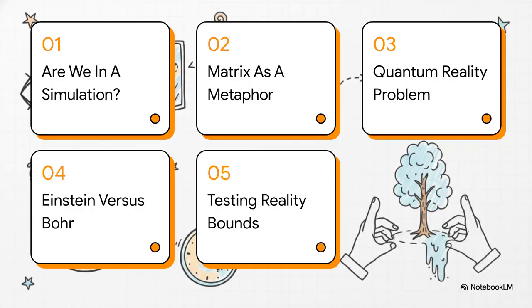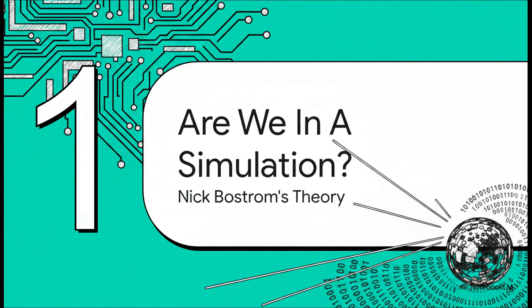Here is our roadmap for today, taking us from philosophical probability straight into hard quantum physics. 1. Are we in a simulation? 2. The matrix as a metaphor. 3. The quantum reality problem. 4. Einstein versus Bohr. And finally, 5. Testing the bounds of reality. All right, let's kick things off with Section 1, Are we in a simulation?